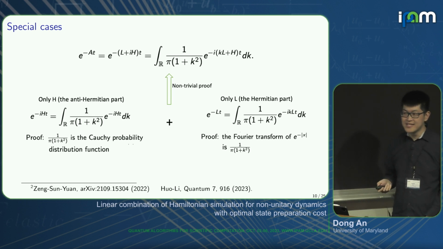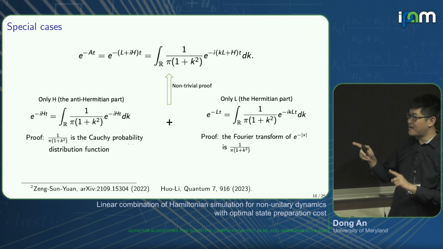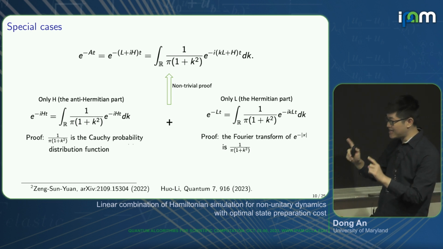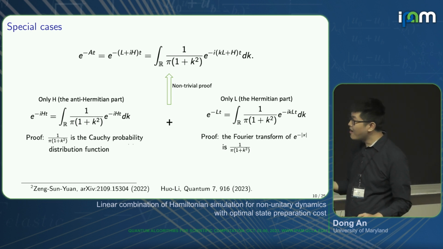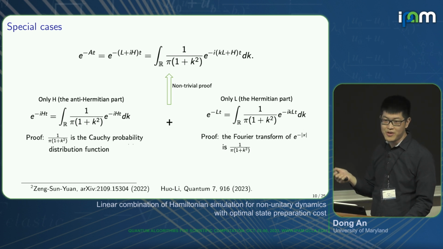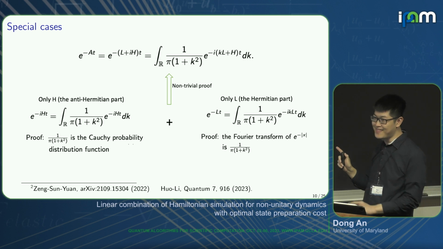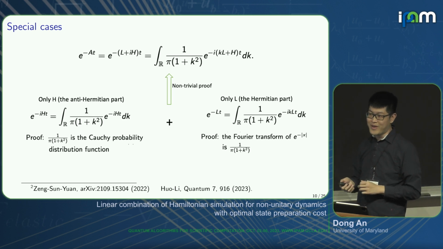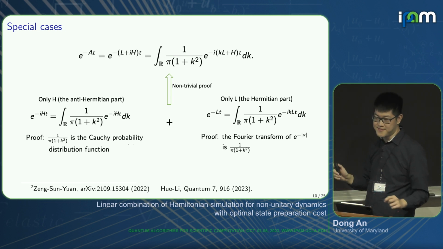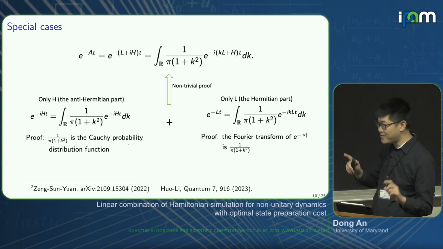Okay, so this is the intuition behind this LCHS formula, and now we have the formula. But we still don't have a quantum algorithm for this. Next, I will discuss how we can design a quantum algorithm based on this formula. Any questions so far?